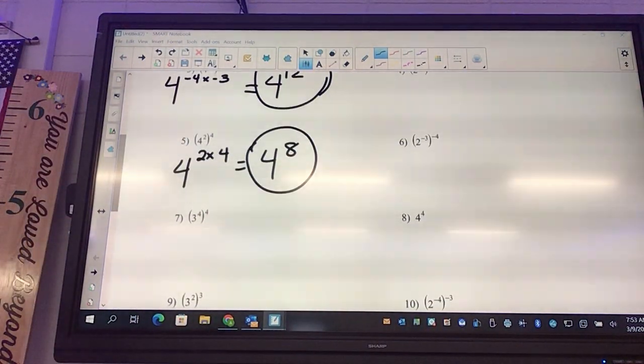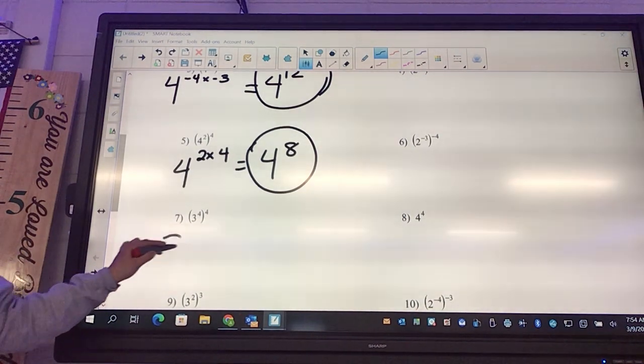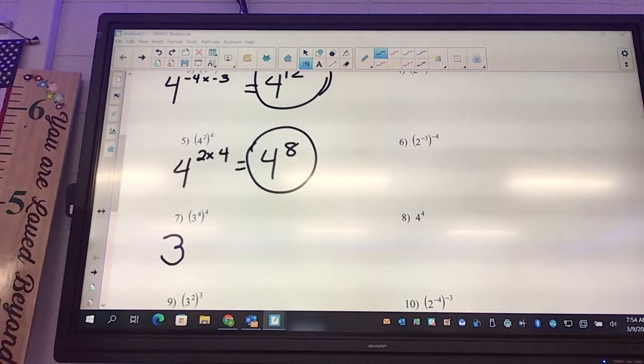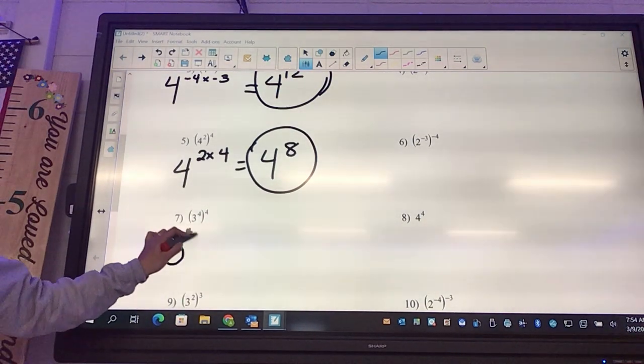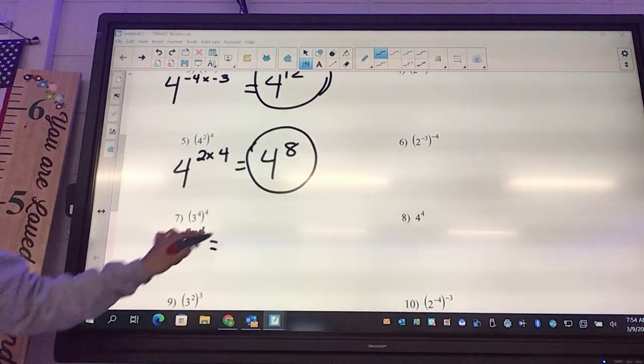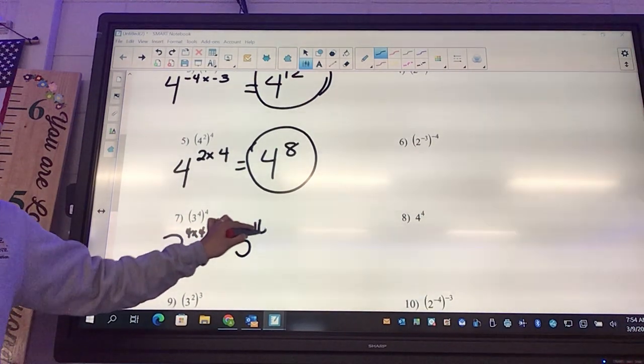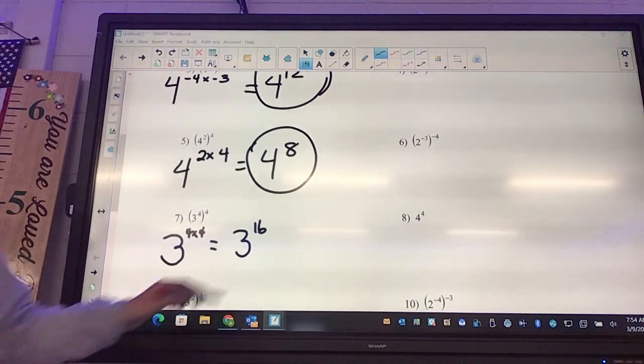How would you write 7 out? Okay, how did you get 3 to the 16? 3 times 3. 4 times 4. Oh, yeah, I said 3, I know what you meant. So it's going to be 3 to the 16th. Do we need to convert? No.